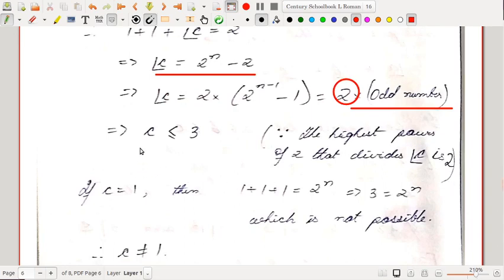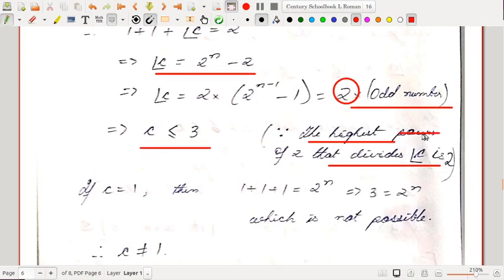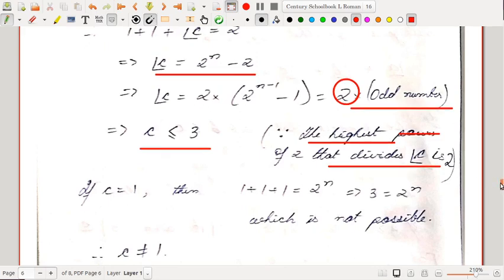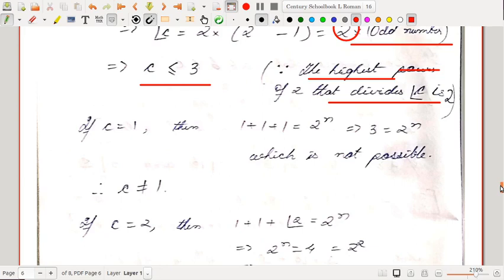So c should be less than or equal to 3, because if c is 4, then in that case 4 will divide factorial c, right? But here we see that 4 doesn't divide factorial c, only 2 divides. The highest power of 2 that divides factorial c is 2 to the power 1. Okay, right, highest power, I should have written it some other way. The highest 2 to the power n such that it divides factorial c is 2. Okay, that is the thing. So c should be less than or equal to 3.